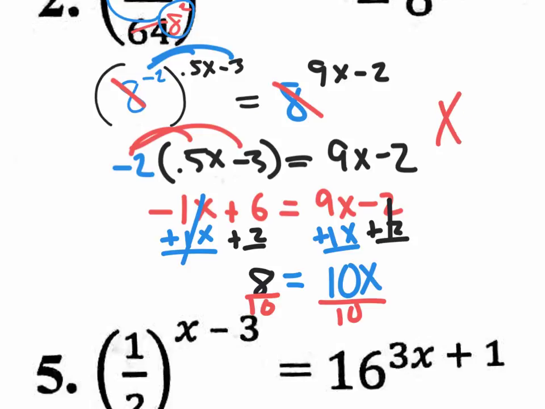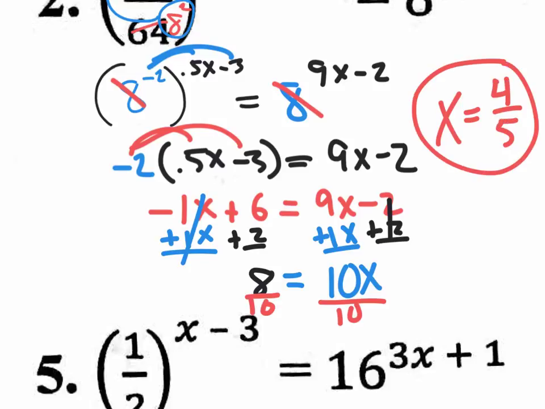So x equals 4/5. Sorry, 8/10 reduces down to 4/5. And that's your answer.